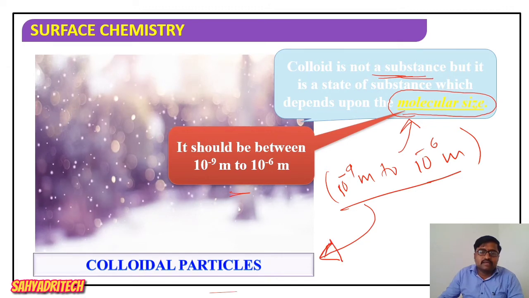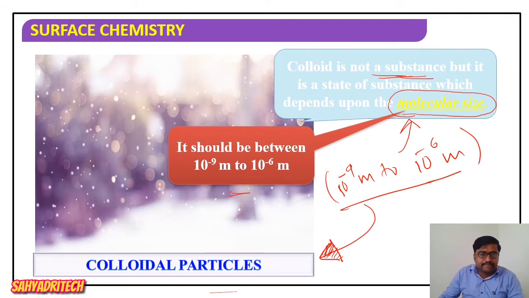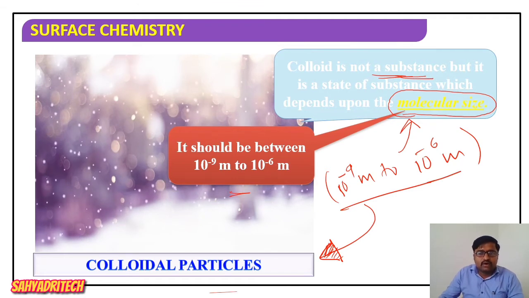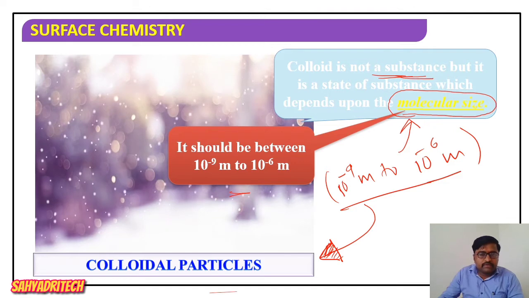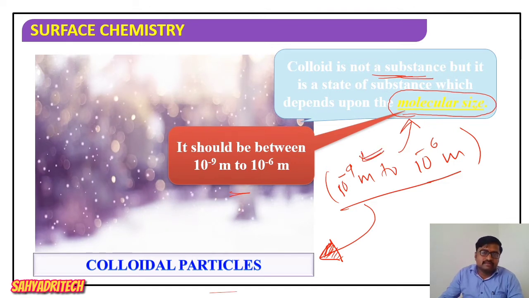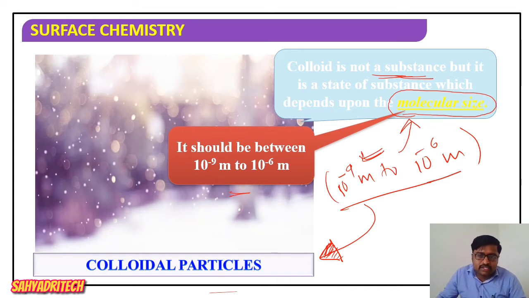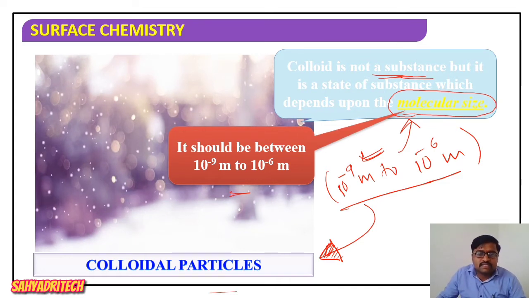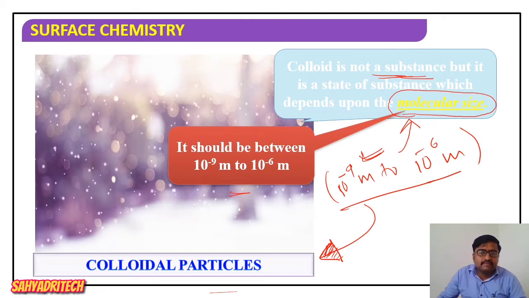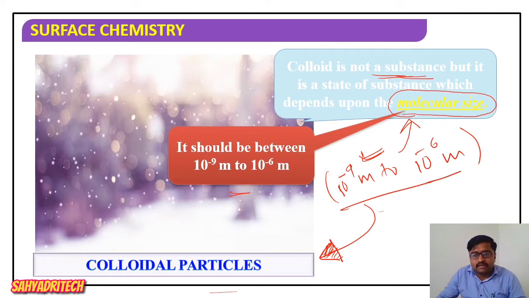So please remember here, colloids are colloidal particles. They are not a substance, but they are defined based on the size of those particles. If the size of the particle is in the range of 10 raised to minus 9 meter to 10 raised to minus 6 meter, then such particles are called colloidal particles.